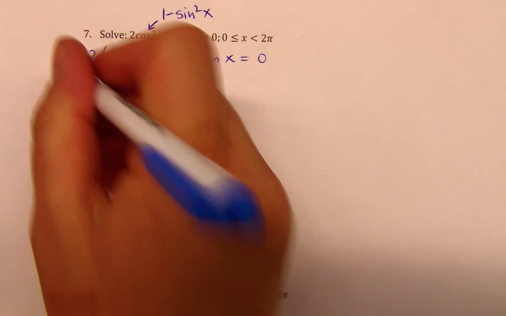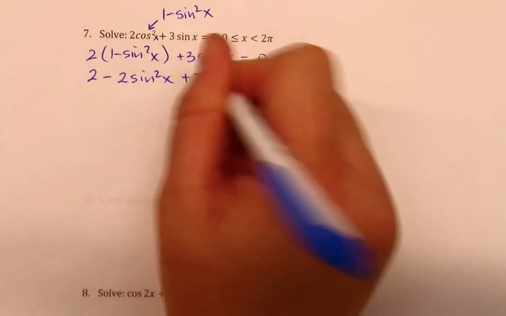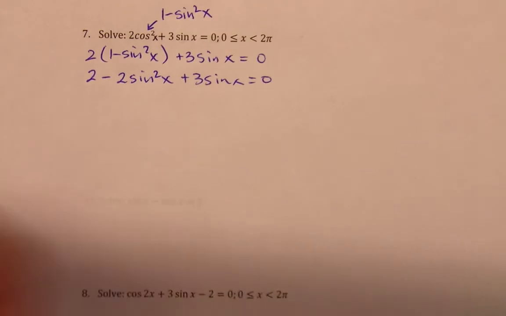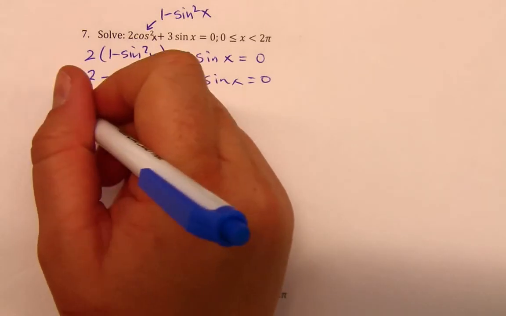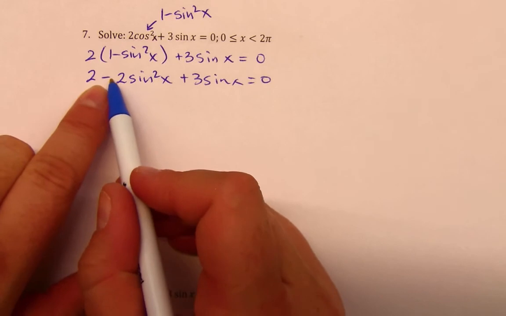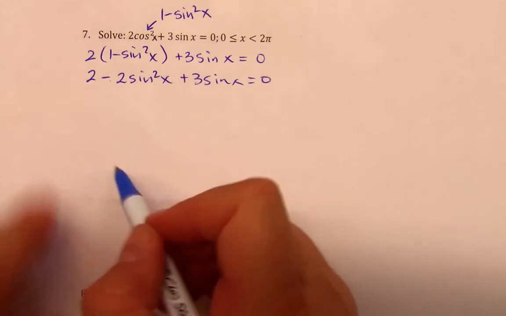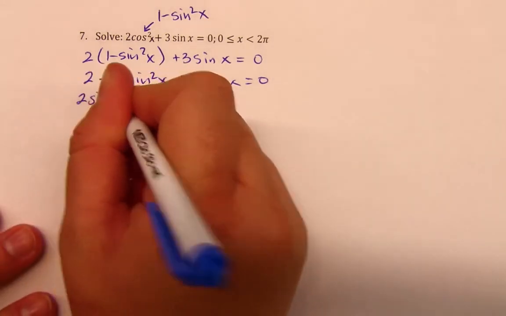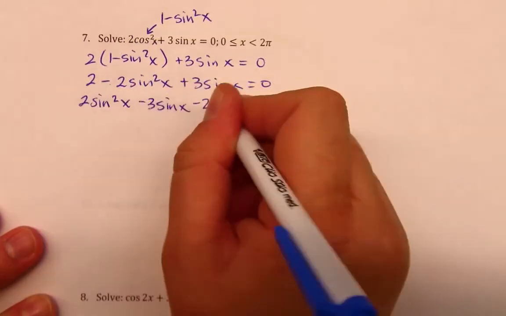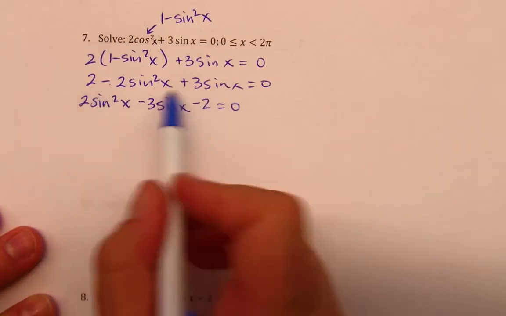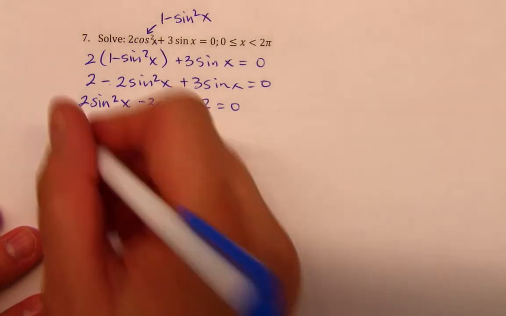I can distribute everything in here, and I have 2 minus 2 sine squared x plus 3 sine x equals 0. And now this looks like something that I'm used to working with. I'm going to put things in a different order. I don't want to work with a negative out front, so I'm going to get rid of that negative. I'm going to divide by -1 and put this term first. So we have 2 sine squared x minus 3 sine x minus 2. So again, I divided by a negative and reordered my terms here. And so what I'm going to do now is use a u substitution.